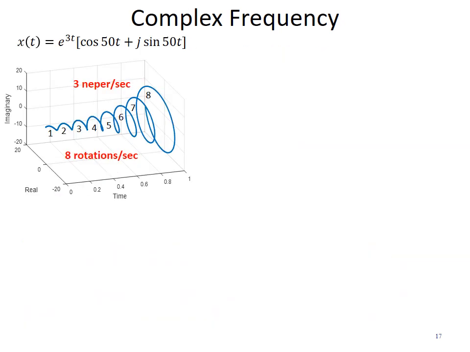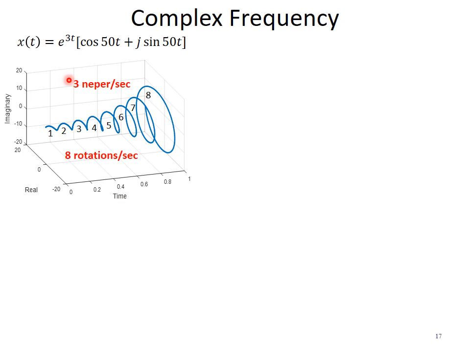Otherwise both are real. Now you can see that from 0 to 1 second, it completes 8 rotations: 1, 2, 3, 4, 5, 6, 7, 8. So it has completed 8 rotations in 1 second, and the magnitude of the signal increases at a rate of 3 nepers per second.